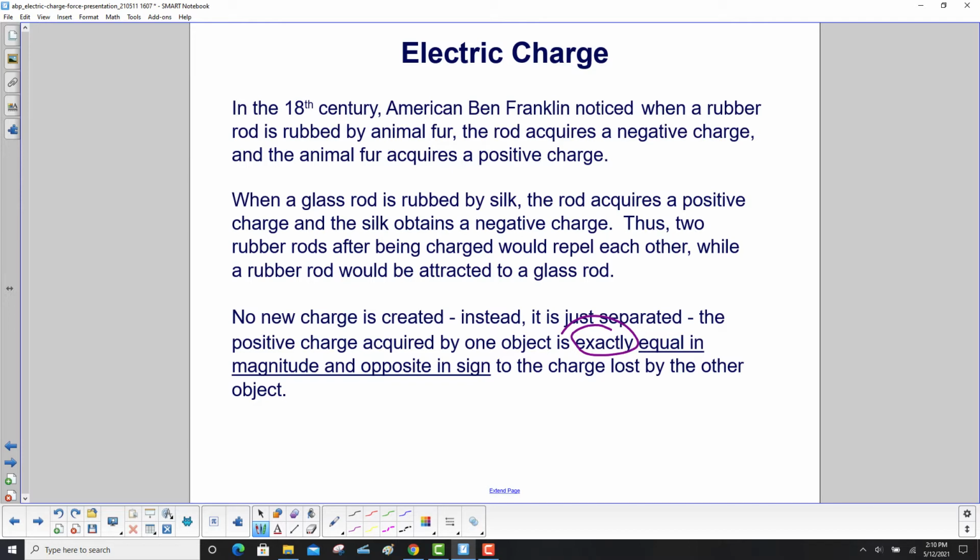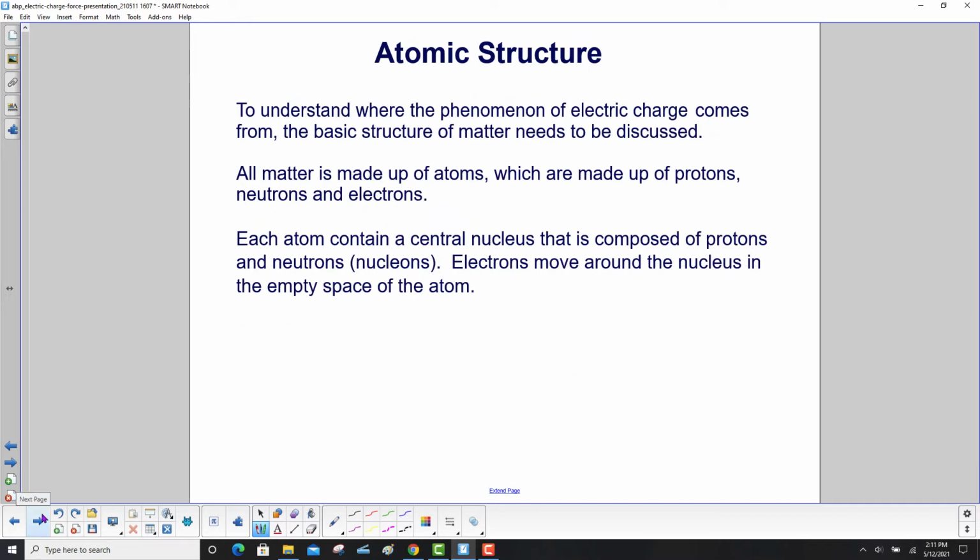To understand where the phenomenon of electric charge comes from, the basic structure of matter needs to be discussed. All matter is made up of atoms, which are made up of protons, neutrons, and electrons. Each atom contains a central nucleus that is composed of protons and neutrons. Protons and neutrons are called nucleons. Electrons move around the nucleus in the empty space of the atom.